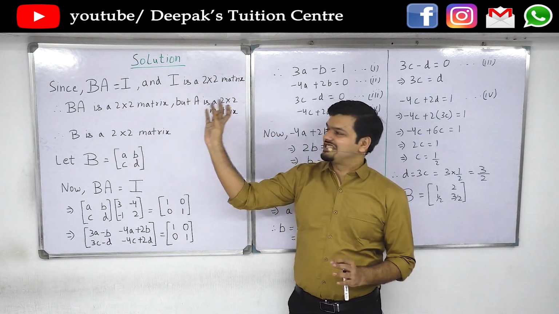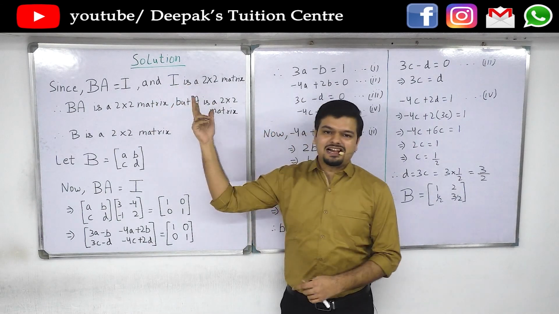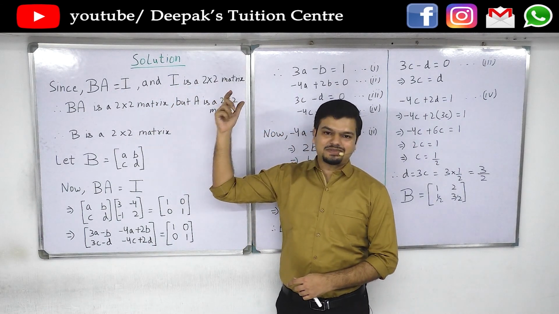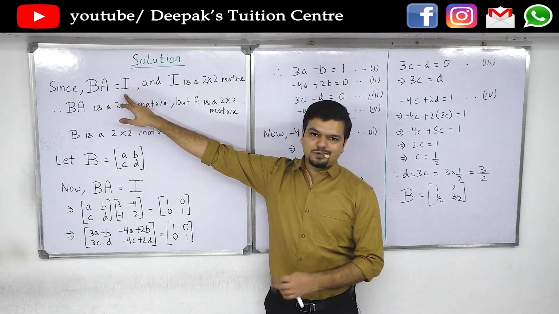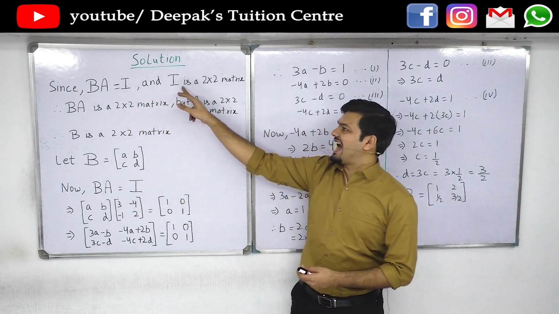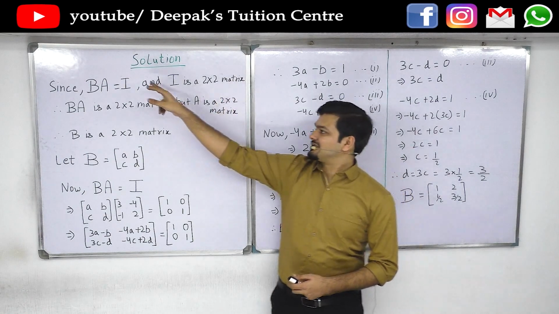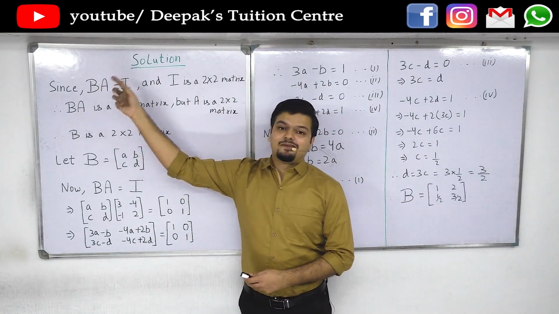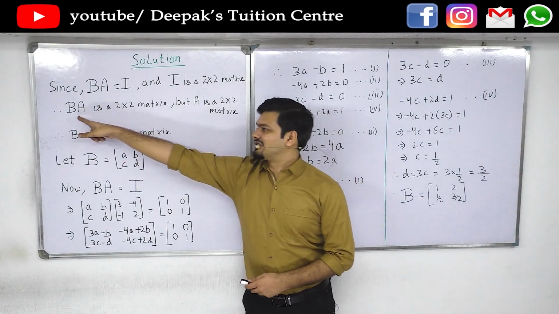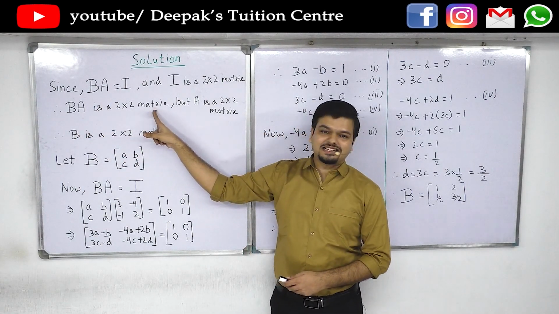The statements will always remain the same. Just the letters will change themselves. The numbers will change themselves. The pattern will remain the same. Since BA is equal to I given in the question and I is a 2 cross 2 matrix, so, if the right hand side is a 2 cross 2 matrix, then the left hand side will also be a 2 cross 2 matrix. So, therefore, BA is a 2 cross 2 matrix.